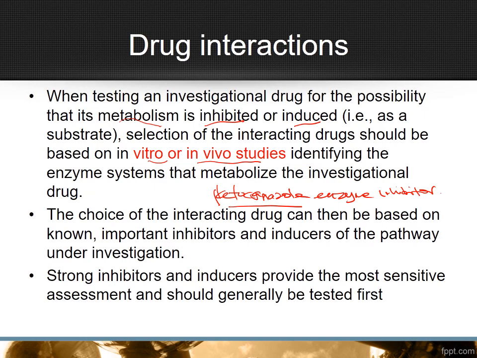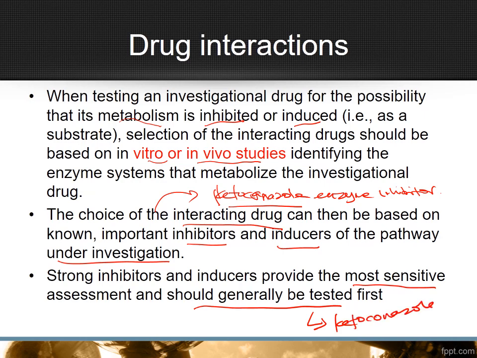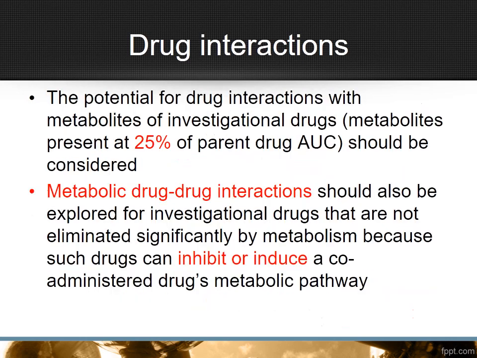So the choice of interacting drug can be based on the known or important inhibitors and inducers of the pathway under investigation, for example, ketoconazole. Strong inhibitors and inducers provide the most sensitive assessment, and they should generally be tested first. The strong inhibitor for PGP and CYP3A4 would be ketoconazole. So this is one of the main examples.